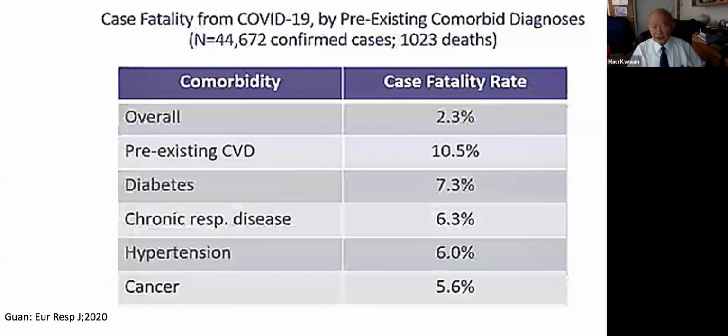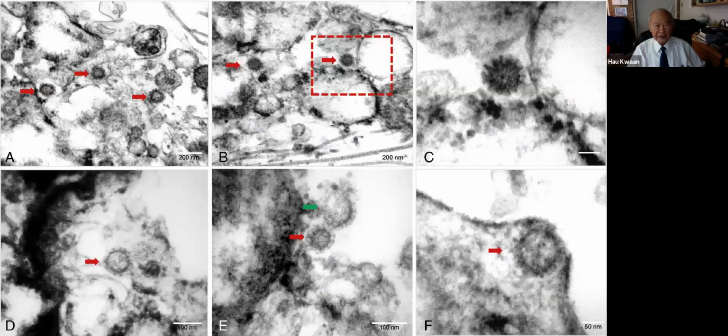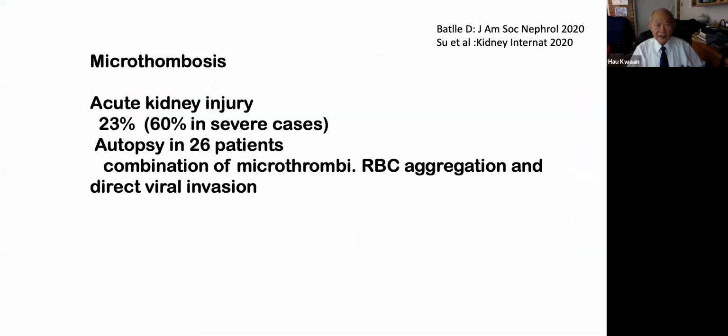If you look in a very large series showing which one of these comorbidities is common, it is the pre-existing cardiovascular disease. So to show you some pictures how the heart is involved in COVID-19, here are some electron microscopy images where the red arrow shows the classic appearance of the virus with the spikes. This is taken from a biopsy of the heart. The other thing I want to show you is the kidney.